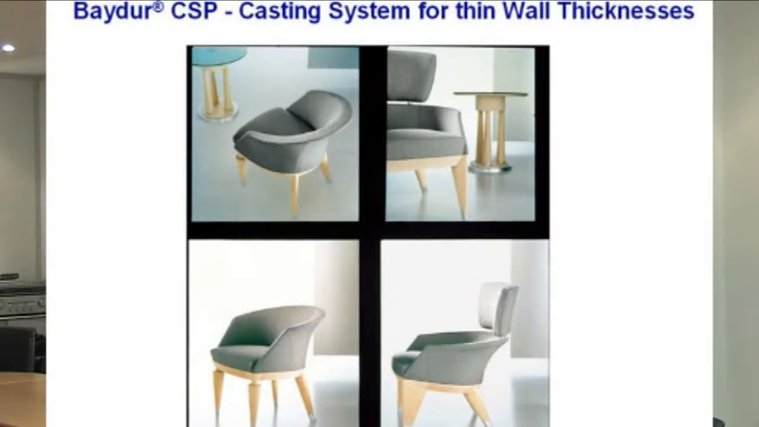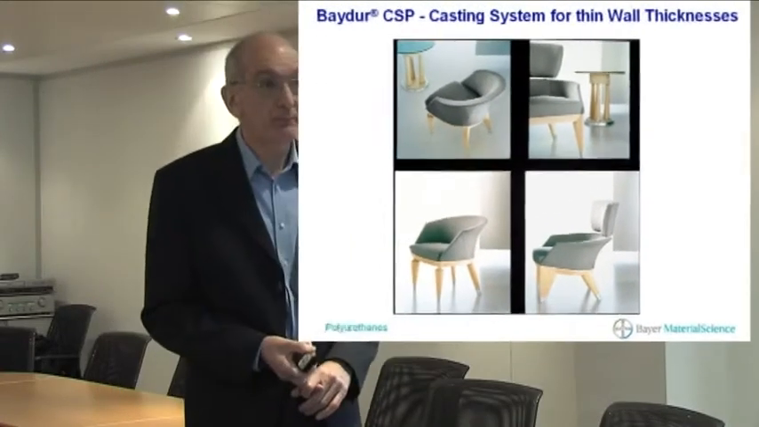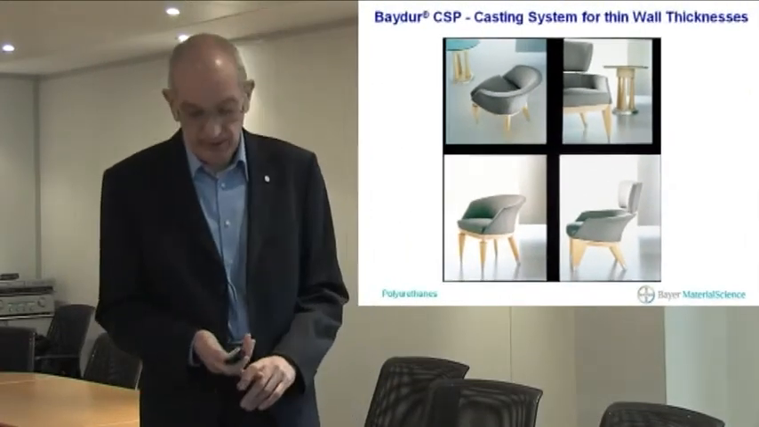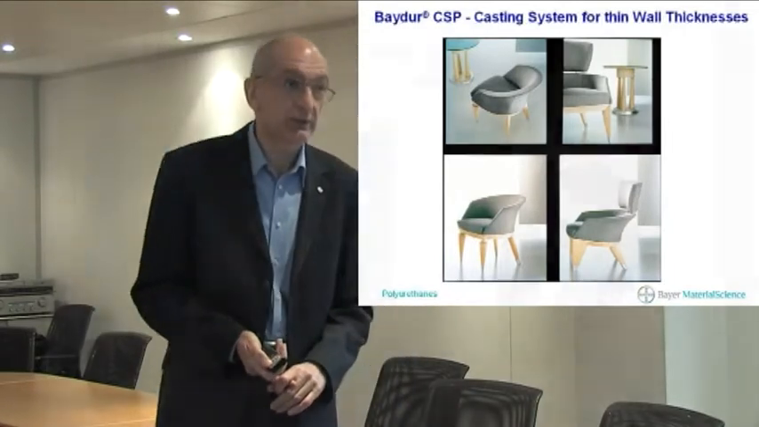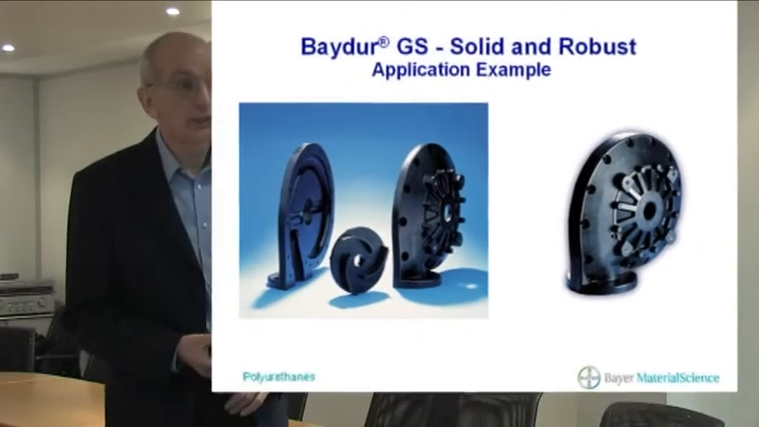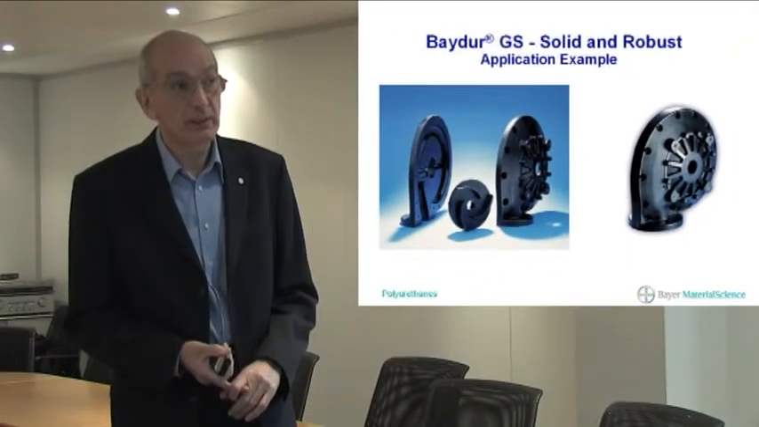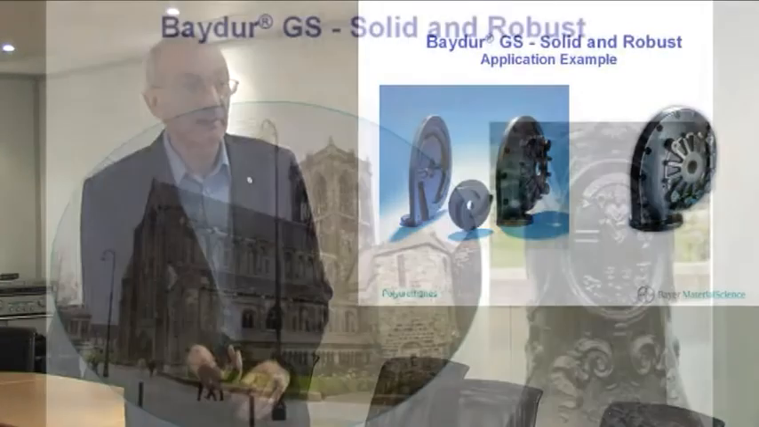And here we have Baydur CSP, which is a castable system which moulds at relatively low pressures. The barrel section of this chair is made in Baydur CSP, and then of course it's upholstered. One other property of polyurethane I haven't as yet mentioned is its very high abrasive resistance, which is a requirement for this pump housing and rotor, which pumps agricultural feed slurry.